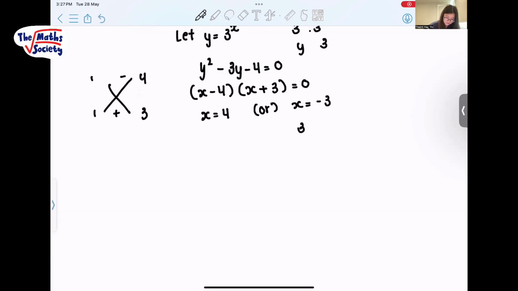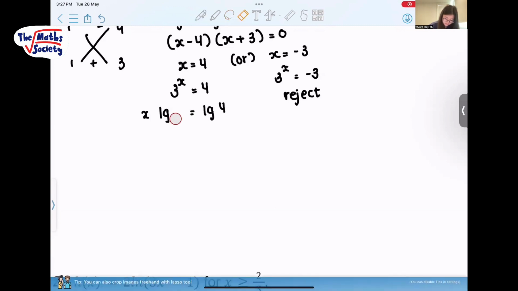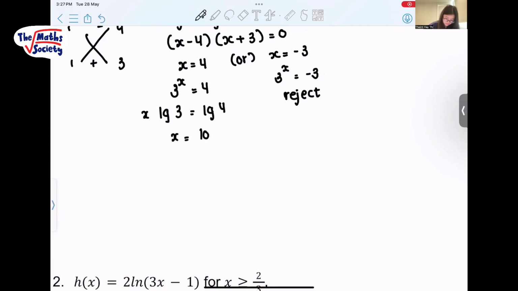And then 3 power x equal to minus 3, we need to reject this because it's impossible. And then it's going to be 3 power x equals 4. And then you'll have x lg 3 equals lg 4. And then x is just going to be equal to log 4 base 3.